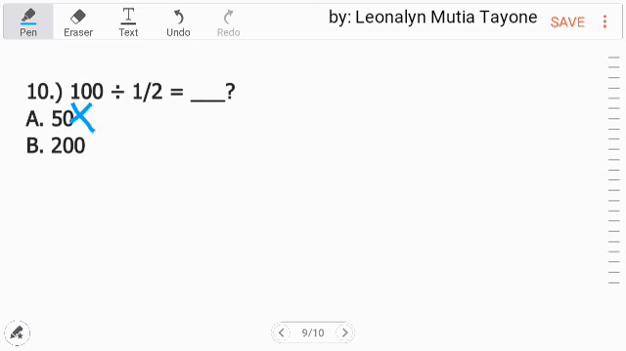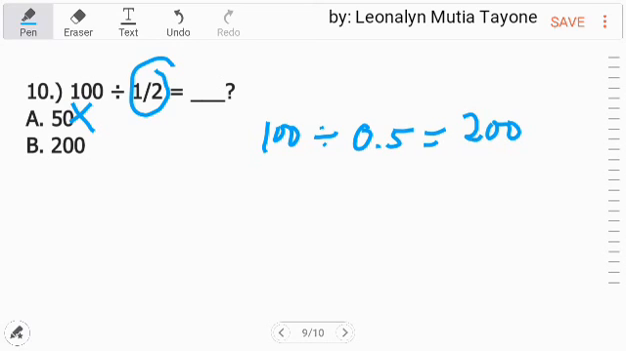Mali yan. Again, uulitin ko lang. 100 divided by 1/2, pareho lang yan sa 0.5. Ang sagot dyan ay 200. Fraction line na belong siya sa parenthesis o yung grouping, bali. So, yun yung step 1 ng order of operation. Uunahin natin ito bago ang division.